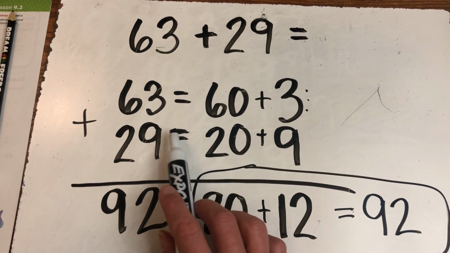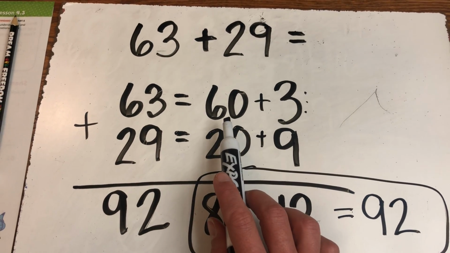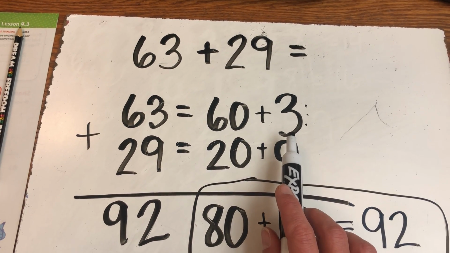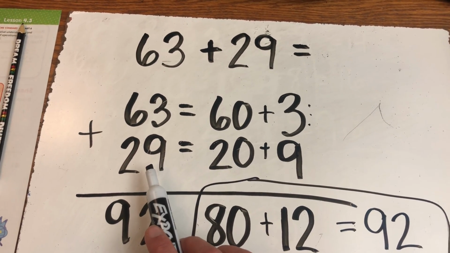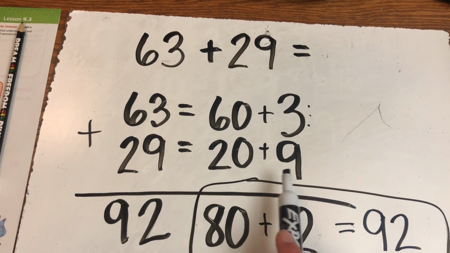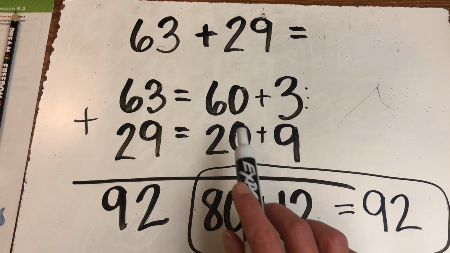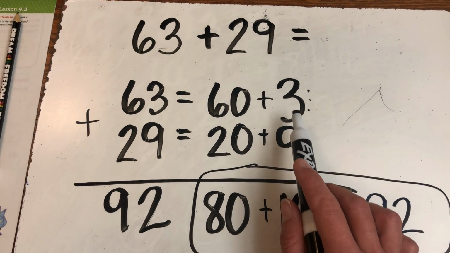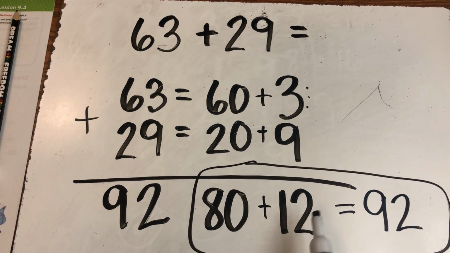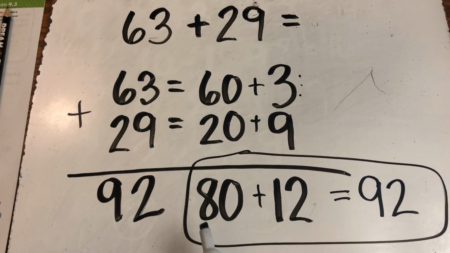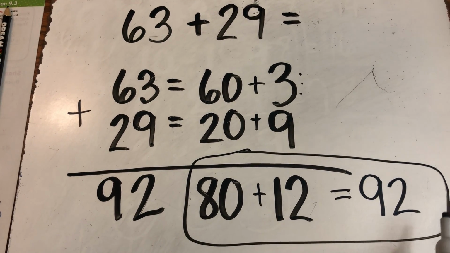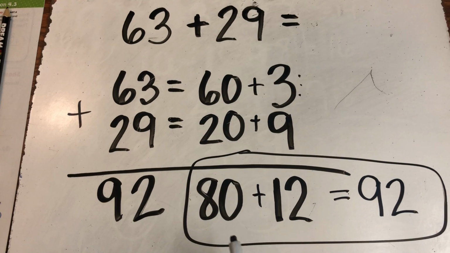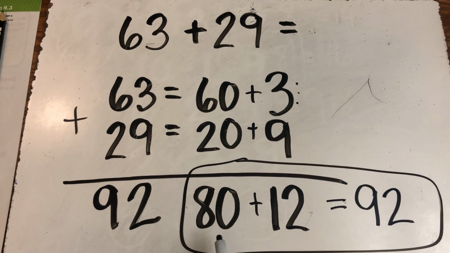We broke apart 63 into tens and ones. We broke apart 29 into tens and ones. And then we added our tens together. We added our ones together. And it just gave us a nice clean way to add, because one of my add-ins is a nice round 80.